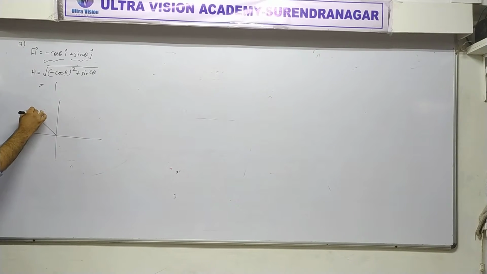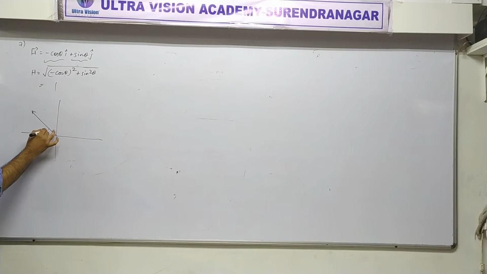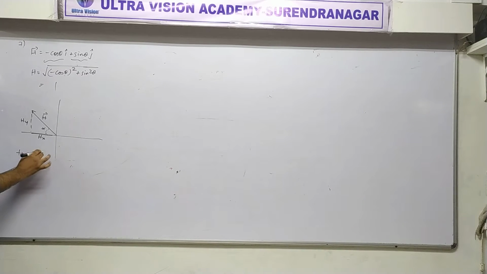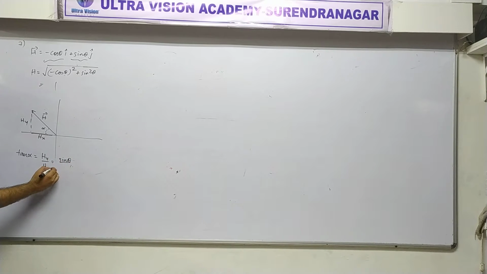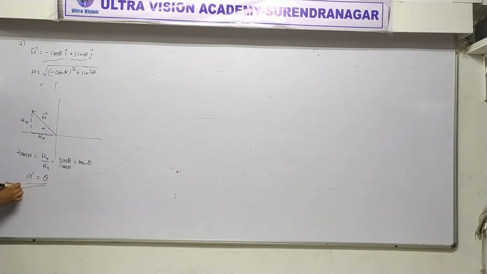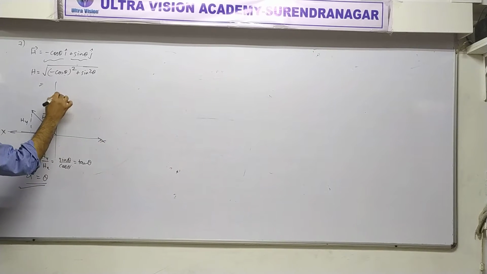Yes. Sure? Okay. So now let's say this angle is alpha. And this is h vector. So this is hx and this is hy. So if we use tan alpha, then tan alpha is equal to hy upon hx. So hy is sin theta, correct or not? And hx is cos theta. So sin theta by cos theta is tan theta. That's why alpha should be same as theta. Got it? So angle with this side, that is negative x side, is alpha, which is equal to theta.